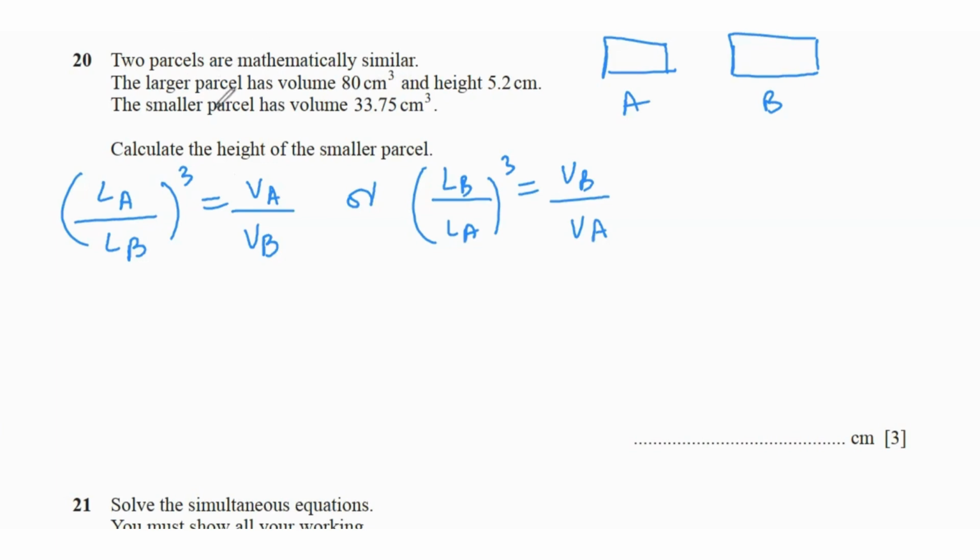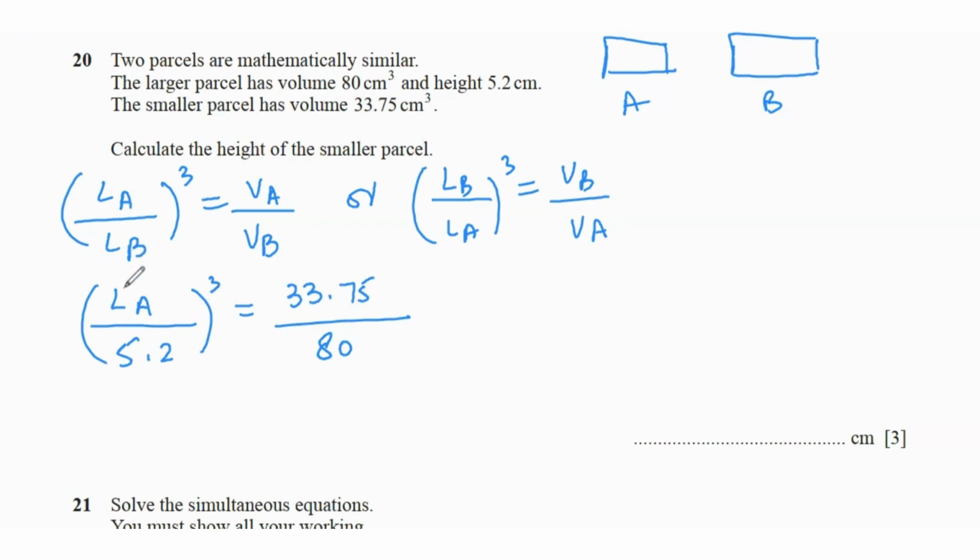So we know that the small parcel, I'm going to call that A, and the large parcel is B. So we have the heights. Wait, no, we don't have the height of the small parcel. That is what we have to find. So LA over the height of the large parcel, which is 5.2, whole cube equals the volume of the small parcel, 33.75, over the large parcel, 80.